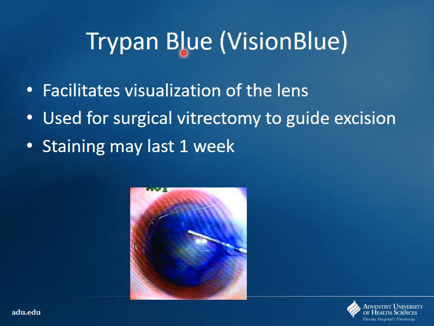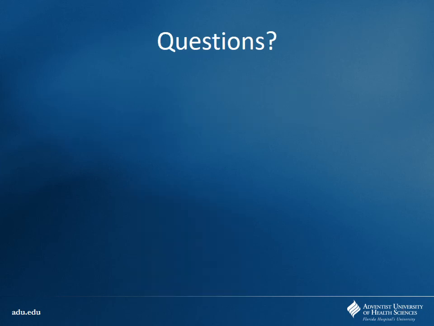And then just one you might use if you're ever dealing with ophthalmic surgery. This is called Trypan Blue or Vision Blue. This is actually nice because it will sequester itself into the lens, and you can use this for a vitrectomy to help guide excision. You have a better idea of exactly where the lens is at. Staining may last for a while, up to a week, but it's something you may use if you're ever dealing with ophthalmic surgery. So that is ophthalmology.